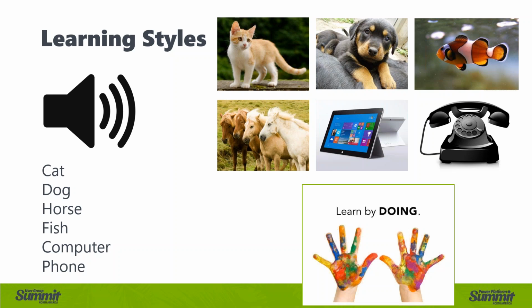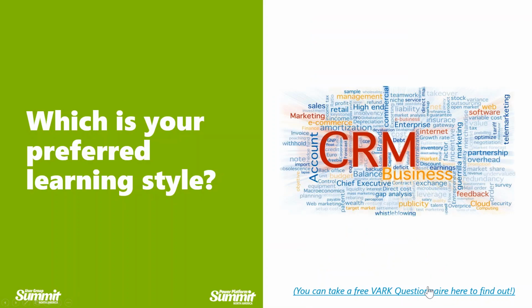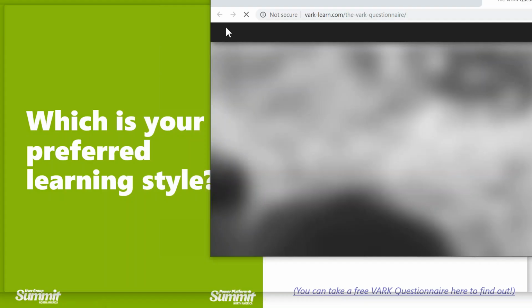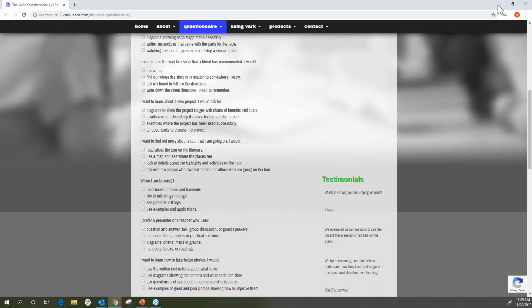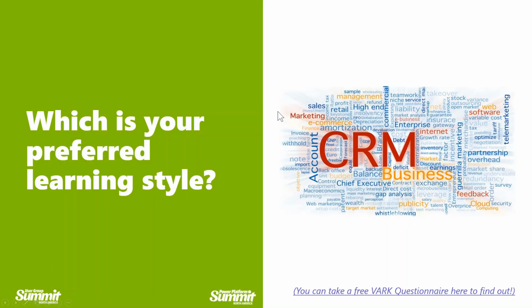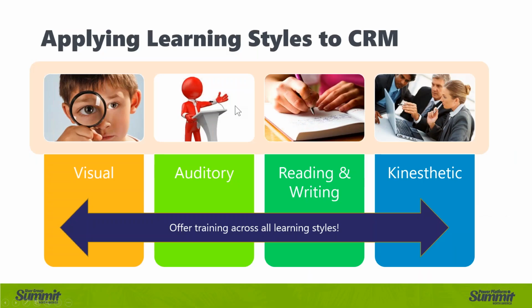You will have these slides. There's a link at the bottom here, so you can just click on this. And that's going to open up the VARK questionnaire if you really want to figure it out, which everybody likes taking these little personality tests, right? So you just answer all these questions and find out what you are, if you're interested. So learning styles is all fun and good, but how can we apply that to CRM?